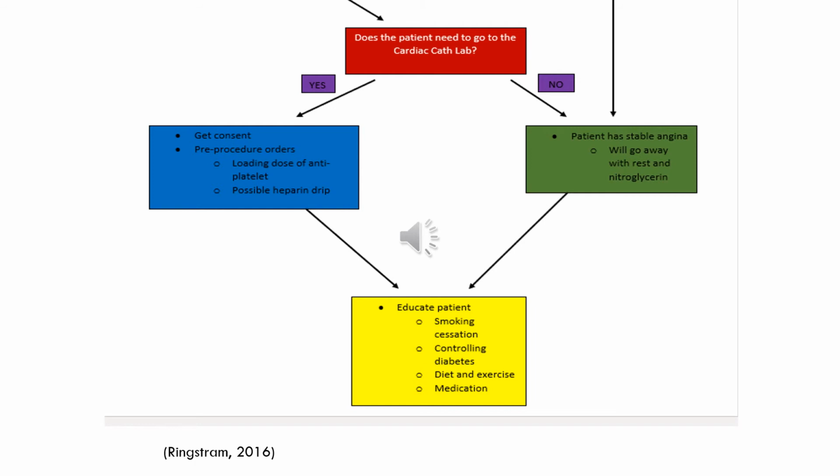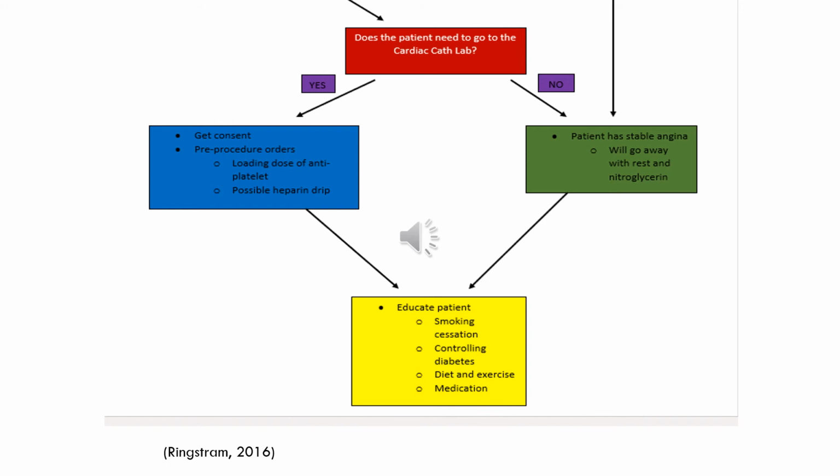So whether we answered yes to the patient being symptomatic or no, depending on whether they need to go to the cath lab, we'll be going to that next green box. Most likely this patient has stable angina, and that means that the chest pain goes away with a nitroglycerin sublingual tab and rest. Therefore, the patient really doesn't need to go to the cath lab, and no interventions should be done.